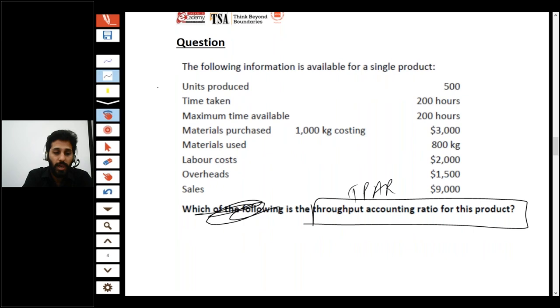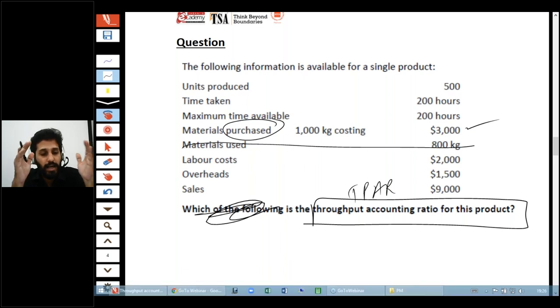Material purchased, material used. You will be taking material purchased because it is the throughput, that is after purchasing the raw material, right? So material purchase is 3000. Material used will not be considered, because I have purchased a certain quantity of the raw material, but I am not able to use it because of the binding constraint, limiting factor or barrier, right? So I have purchased the raw materials.